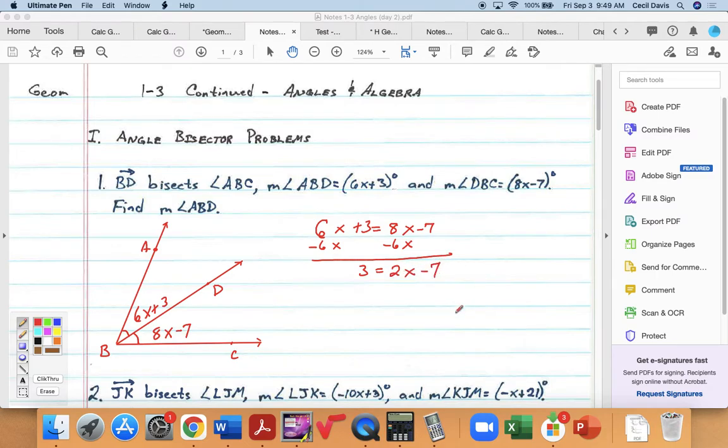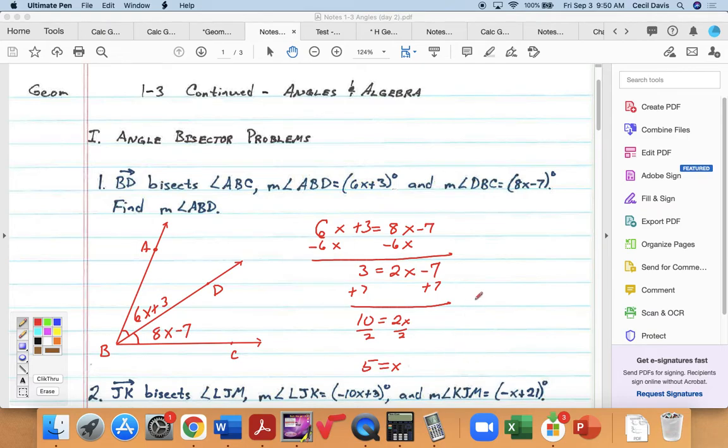So that would be 2x minus 7. Add 7 to both sides. That'll be 10 is equal to 2x. Divide by 2. We get that x is equal to 5.